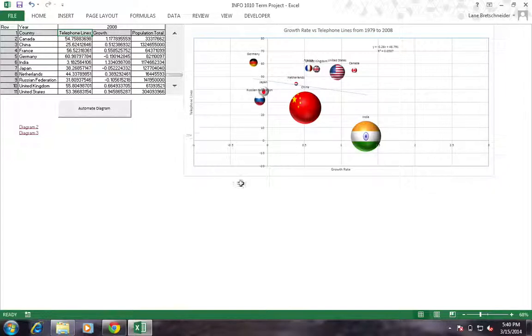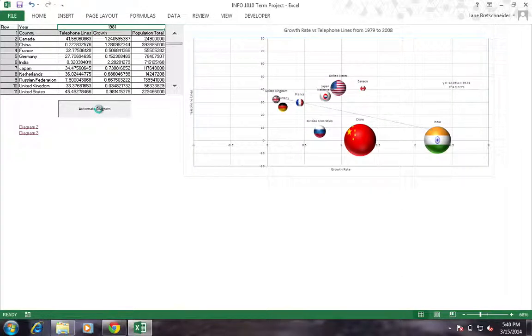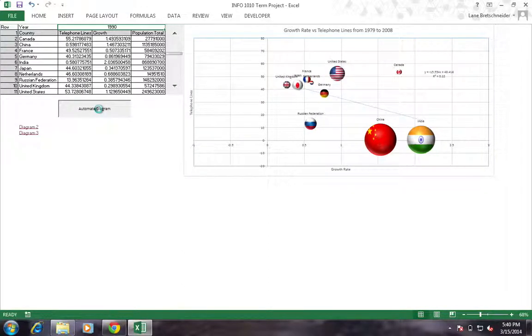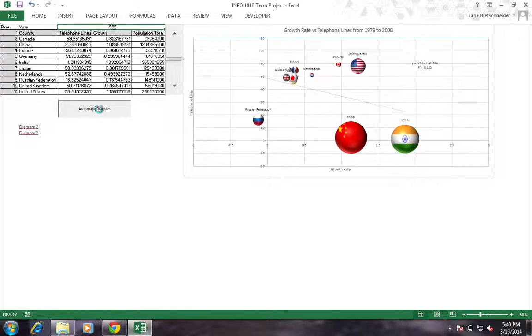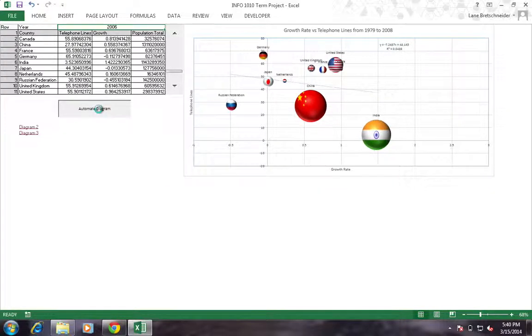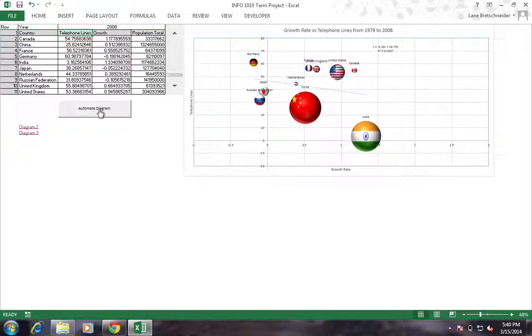In this particular diagram, we have growth rate versus telephone lines. Growth rate is denoted on the x-axis, and telephone lines is on the y. And so let's see how this relationship plays out over 30 years. As you can see, there's kind of a general trend of movement upwards and left on the graph. This means that there's an increased number of telephone lines as upward movement goes on the y-axis, and there's also a decreased growth rate for these countries over the time period as shown by the movement left across the x-axis.